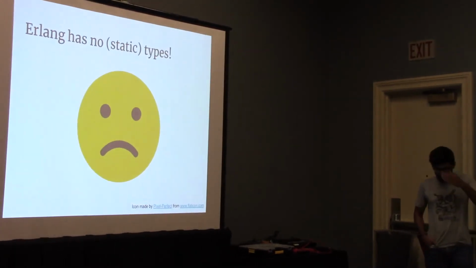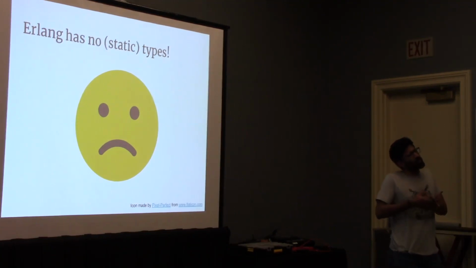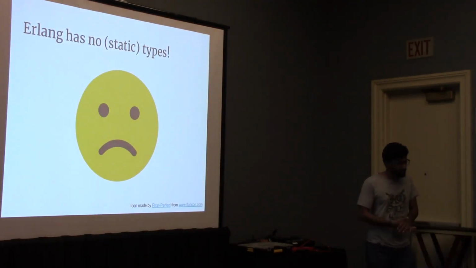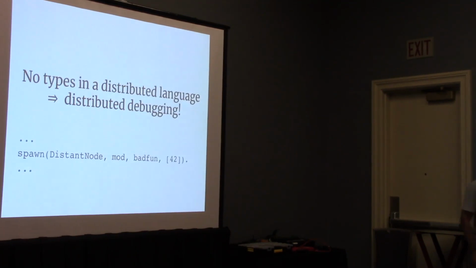So what's the problem here? Erlang is a great language, but it would be nice to have static types. Now, what do I mean by that? It was not designed with a static type system in mind, right? So what does a type system in Erlang look like? That's kind of what we're going to look at.